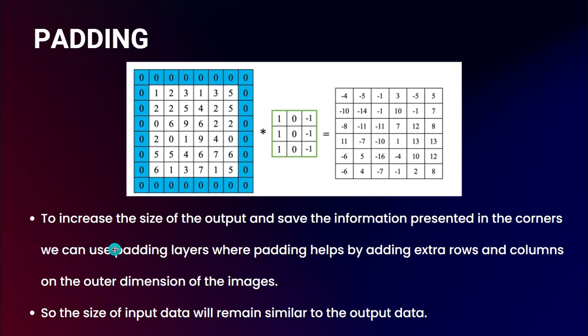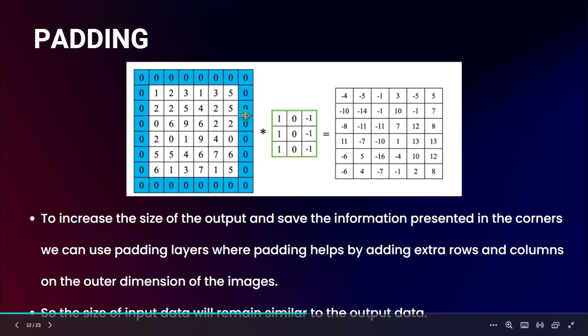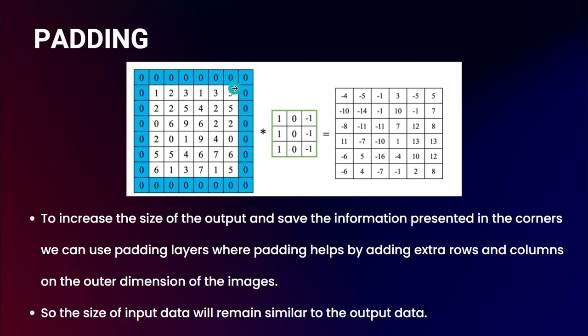Okay, we can use padding layers, where padding helps by adding extra rows and columns on the outer dimension of the image. So in the outer dimension, it will add something like 0. If we have 0 padding or same padding, everywhere around it will be 0. Now when the first kernel takes this one, this 6 cross 6 is turned into 8 cross 8, and if it passes through a 3 cross 3 matrix, the output you are getting is 6 cross 6.